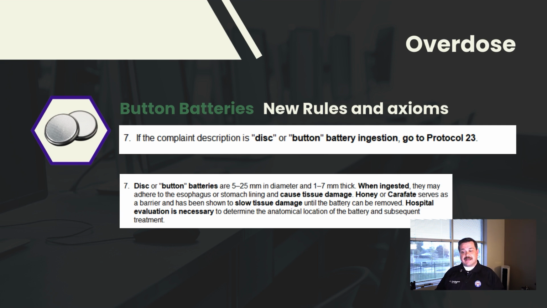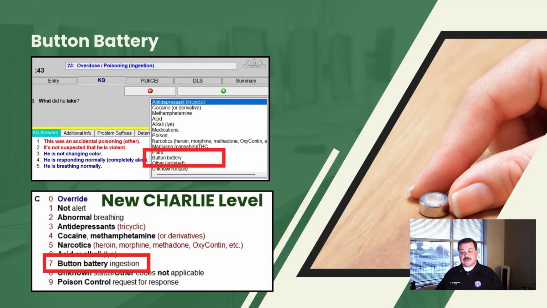Also, you're going to notice a new axiom, Axiom 7 on Protocol 23, that gives us information to explain a new PDI that you're going to see in a moment and the potential harm this type of ingestion can cause. When you arrive at Protocol 23, question 6, you'll select button battery from the answer menu, which will then, at the very least, become a 23 Charlie 7, which typically will encourage a more rapid response than the one often occurring in the same situation using Protocol 26, which just usually ends up being an object swallowed or an omega level response.